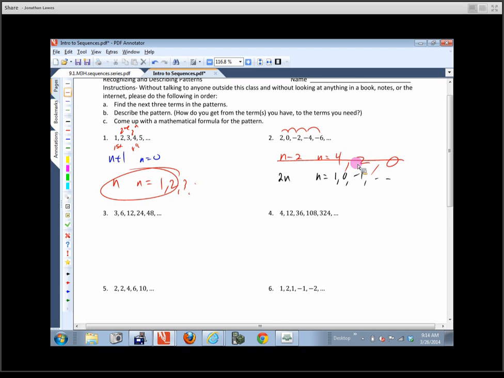Peyton, are you causing problems? Usually 1 is going to be better. Not always, but usually 1 is going to be better, okay?